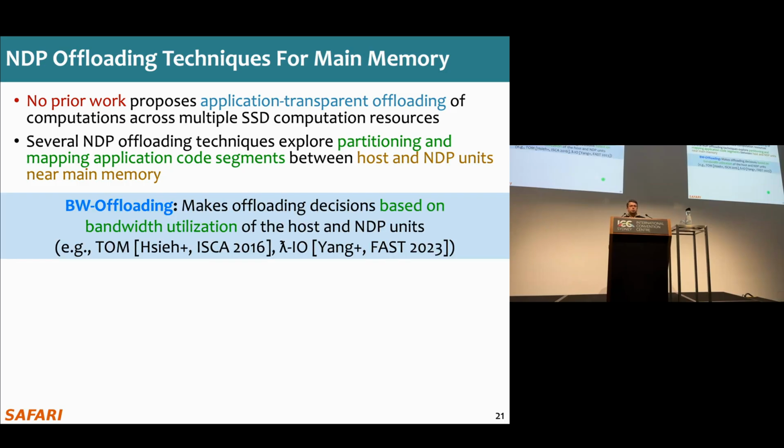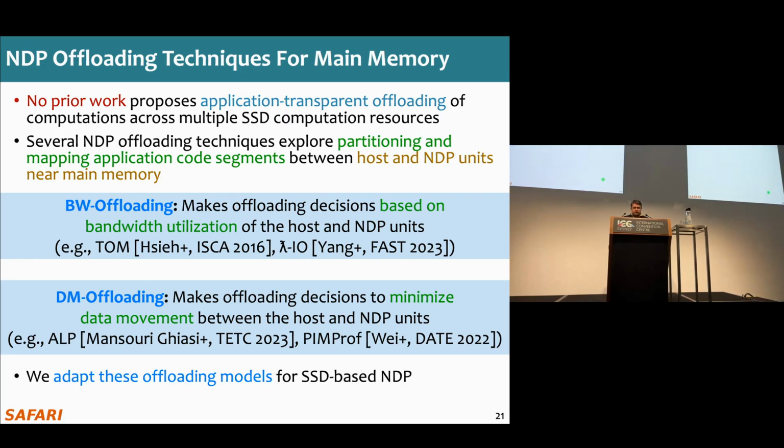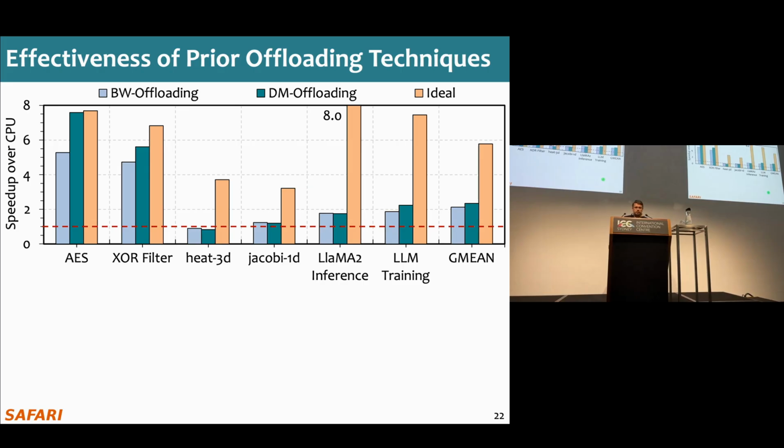So we categorize them into two groups: bandwidth-based offloading, which makes offloading decisions based on bandwidth utilization of the host and NDP units, and data movement-based offloading, which makes offloading decisions to minimize data movement across these compute units. So we adapt these offloading models for SSD-based near data processing. If we look at the effectiveness of these offloading techniques, we show the performance of these offloading models over CPU, and we also compare it with an ideal approach, which makes several unrealistic assumptions.